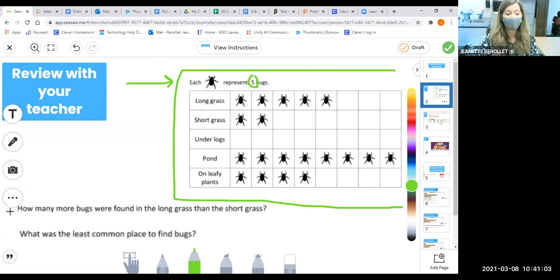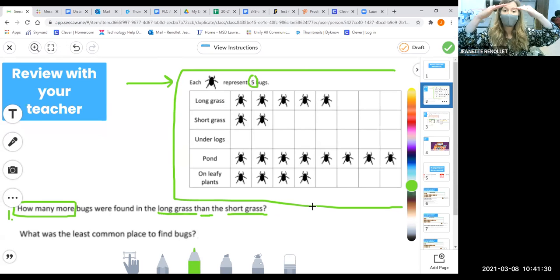Okay, let's start with our first question at the bottom. How many more bugs? That's my question. How many more bugs were found in the long grass than the short grass? So when I see how many more or how many fewer or how many less, those are comparing words. I also notice the word than. That's a comparing word. That means you can use subtraction to find the correct answer.